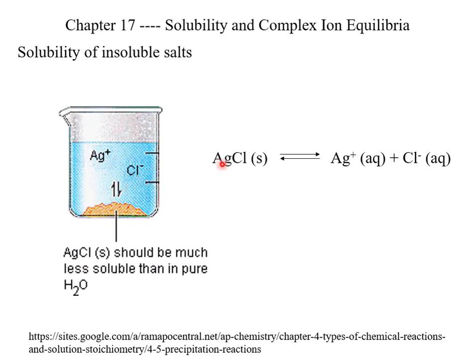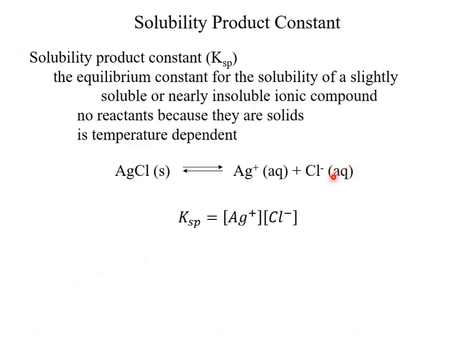And so it's an equilibrium in which silver chloride as a solid goes to form silver plus and chloride minus. So we're going to be able to calculate the concentration of these ions in the equilibrium. The way we're going to do this is the solubility product constant. This is an equilibrium constant for slightly soluble or nearly insoluble ionic compounds.